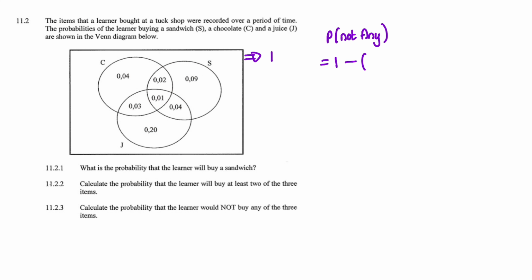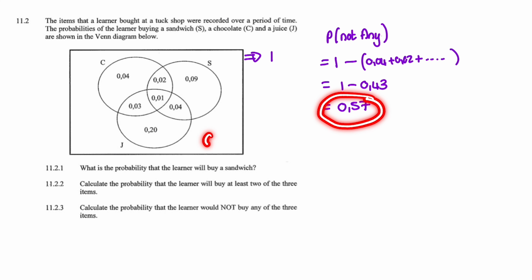So that is 1 minus 0.04 plus 0.02, and I just keep on adding all of the values inside of the circles. So that is 1 minus 0.43, and that means it's 0.57. So the probability of not buying any of the items is 0.57.